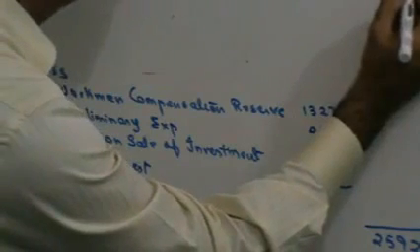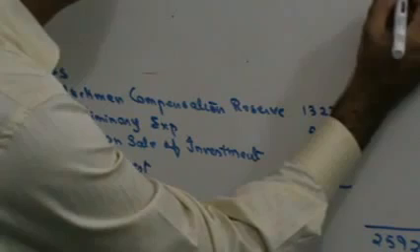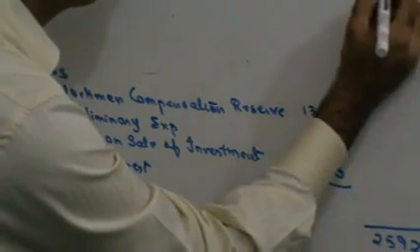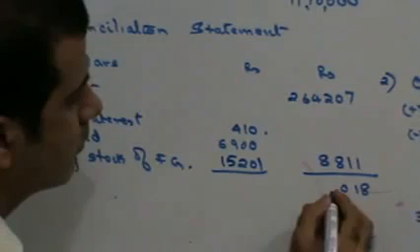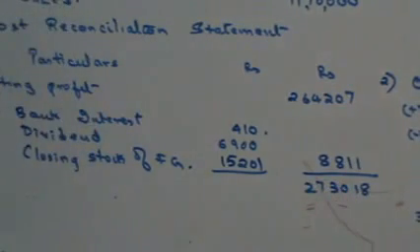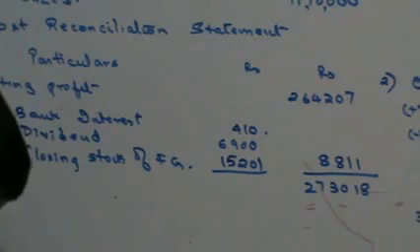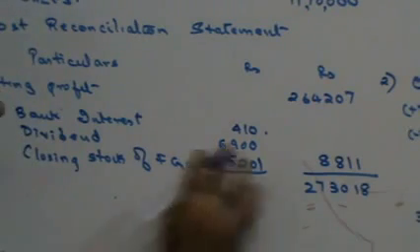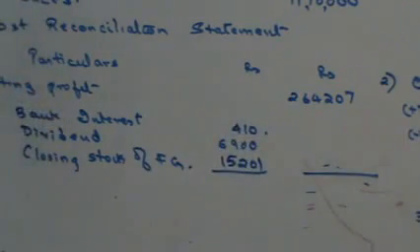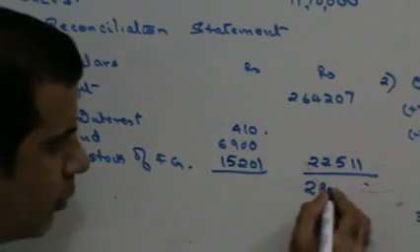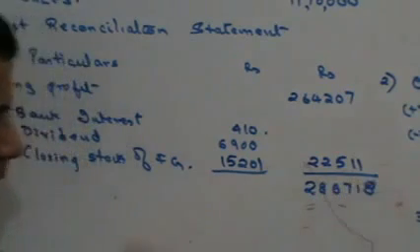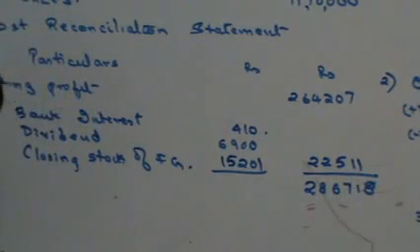Someone please help me add this. Someone check this please. So what have you done? Okay. So let me write back and tell me how much it is. 22,511. Right? Okay. Someone please add that and tell me how much is that? 286,718. Someone please add those figures.